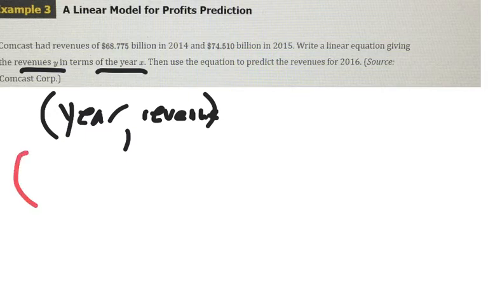So we've got to make 2 ordered pairs, given the year as the x, the revenue for the y. So let's make our first ordered pair. Read the question. Comcast had a revenue of $68.775 billion in 2014.